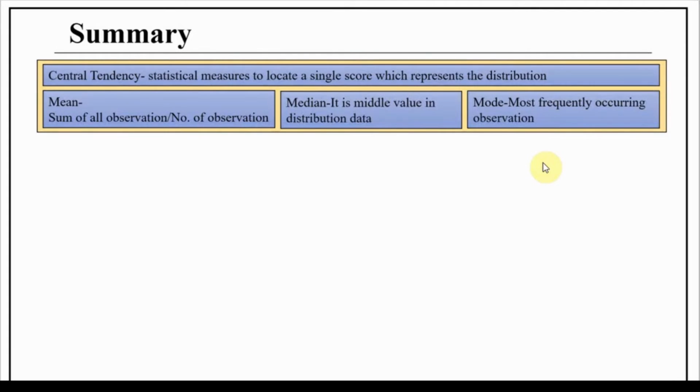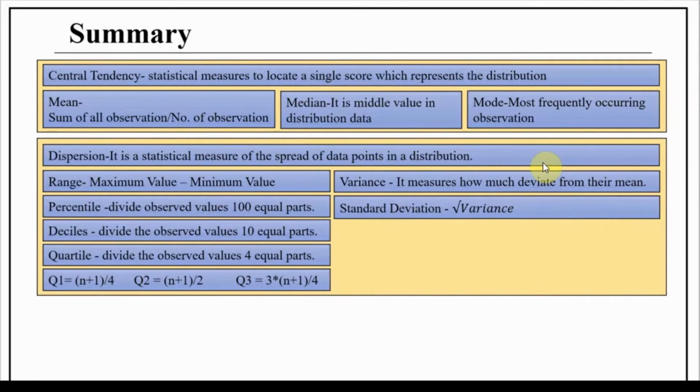Hello friends, welcome again. In this session, we will summarize what we have learned till now in descriptive statistics. The first topic which we have learned is central tendency and ways to measure it. Central tendency is measured to locate a single score which represents the distribution. The first way to measure central tendency is the mean, which is calculated by dividing the sum of observations by the number of observations. The second one is the median, which is the middle value of the distribution. The third one is the mode, which is the most frequently occurring observation.